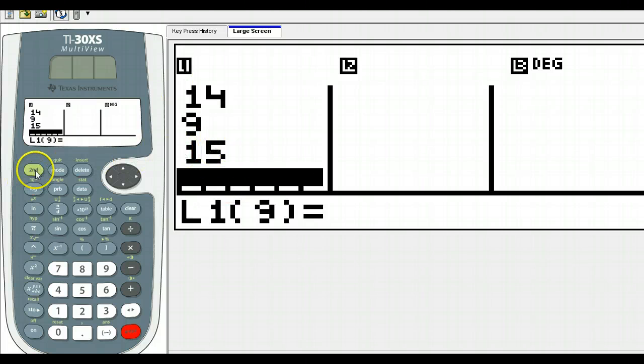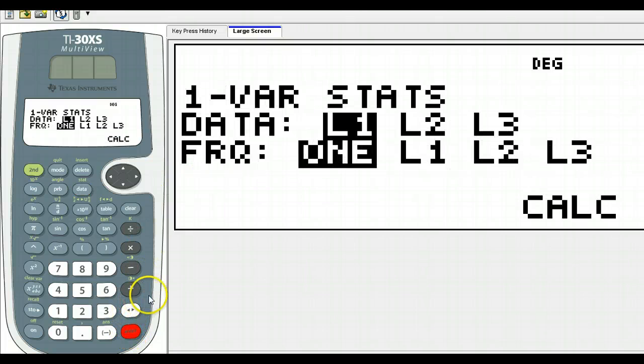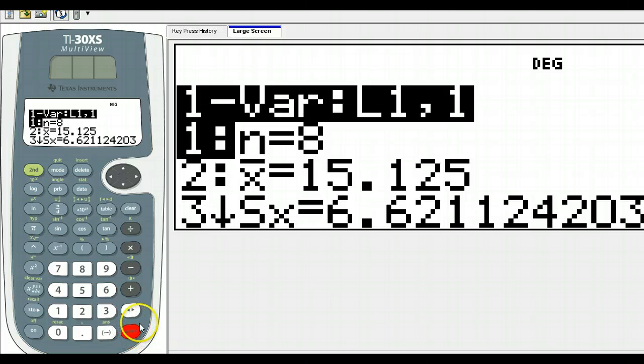So what you do next is, if you look at the data button, see above the data button it says stat. We want that. So hit second data. That gives us the statistics menu. And we want one variable statistics. It's already highlighted, so I can just hit enter. Okay, we just typed the data into list 1, so that's good. You can just leave the frequency at 1. So just hit enter 1, 2, 3 times.